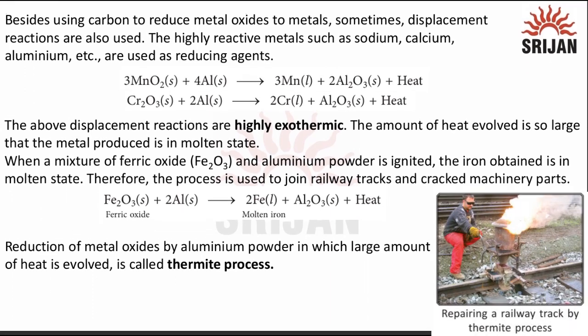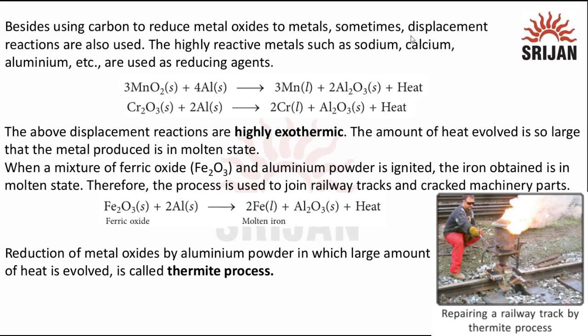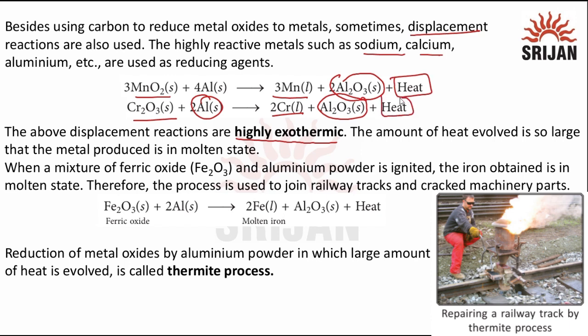Besides using carbon to reduce metal oxides to metals, some displacement reactions are also used. For example, highly reactive metals like sodium, calcium, and aluminium are used as reducing agents. In the case of manganese oxide and chromium oxide, we use aluminium as a reducing agent that converts these oxides into pure metals like manganese and chromium in molten or liquid state, and here aluminium oxide is formed in both cases. These reactions are highly exothermic as a large amount of heat is produced, and the metals are in the molten state.